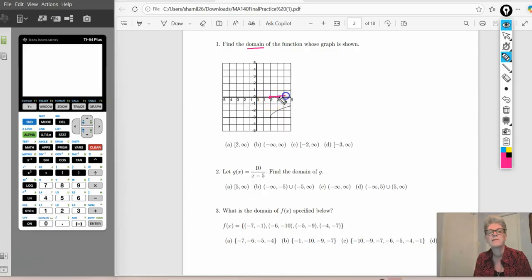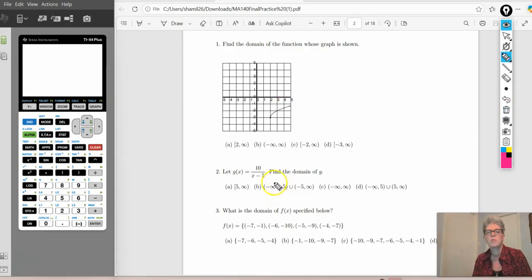So I'm using the x-axis to measure how wide it is. And so what I've drawn there in red is the domain. And so what we'll need to do is just read that off like you would a number line from left to right, starting at and including 2, and then it continues on forever. So the domain is selection A.